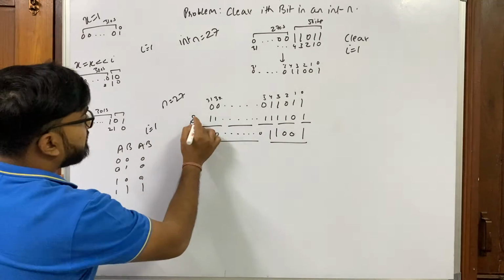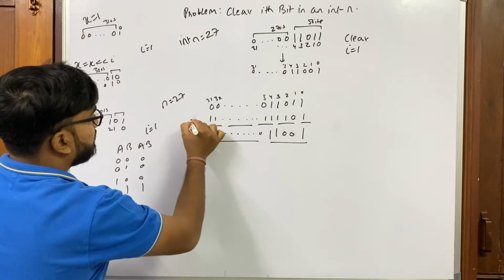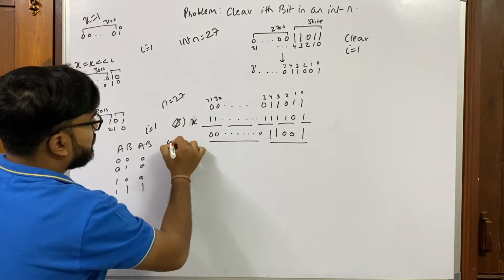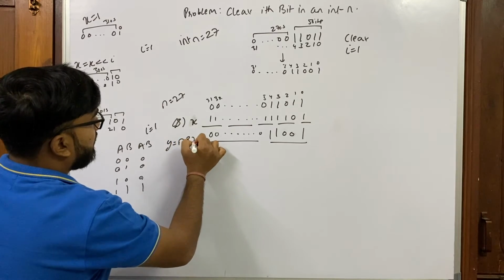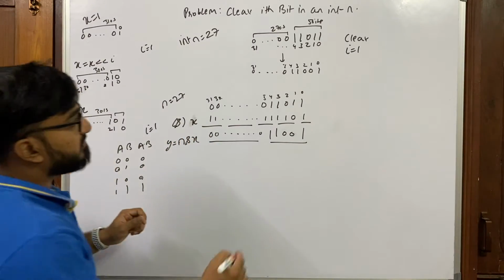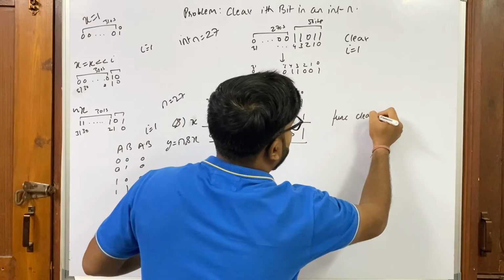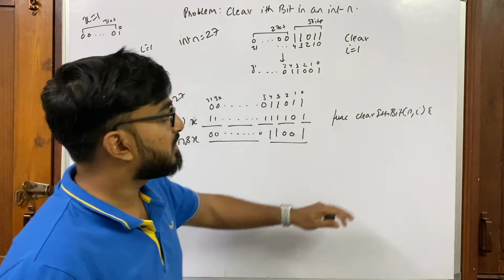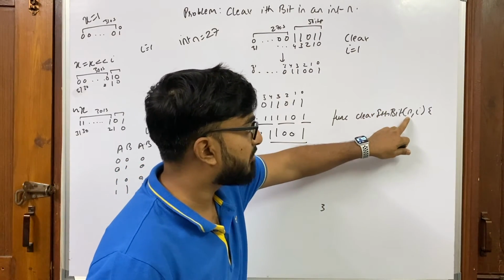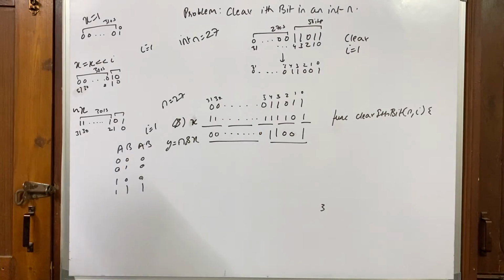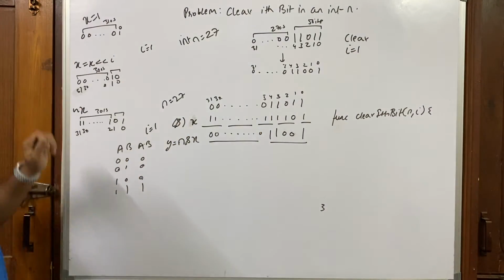So if this is x, and we perform ampersand, this y is basically n ampersand x. So writing the pseudocode for this, we write a function clear ith bit. This function returns a value which has the ith bit cleared in n. So what we need now is the value x. We start with x equal to 1.